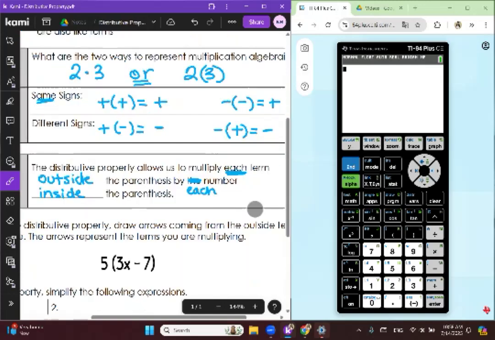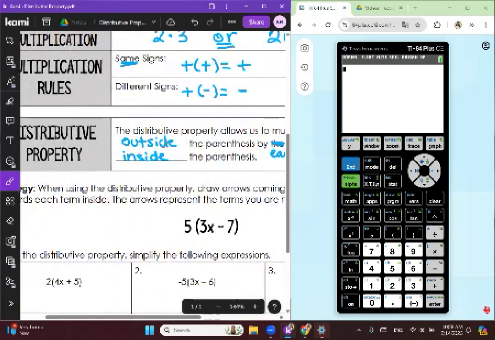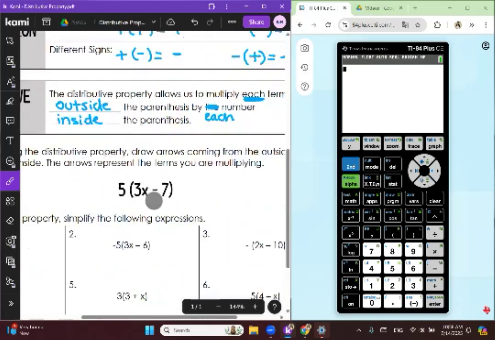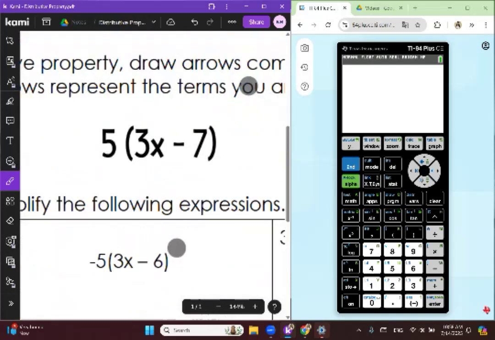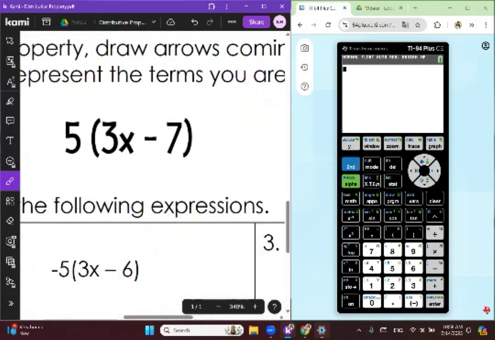And that's just to help us kind of, in a way, skip a step, okay? Underline that word each, very, very important. It helps us skip a step because you don't want to be writing 5 times 3x and then in a separate line, 5 times -7, okay? So strategy, always circle the number that's outside of the parentheses, and that's the number that we're going to multiply by the first term. So I'm just going to draw an arrow.